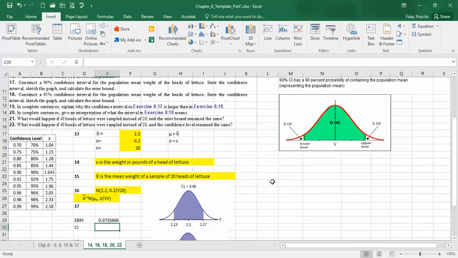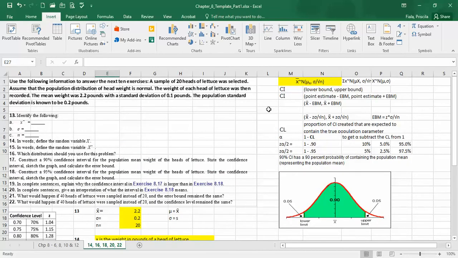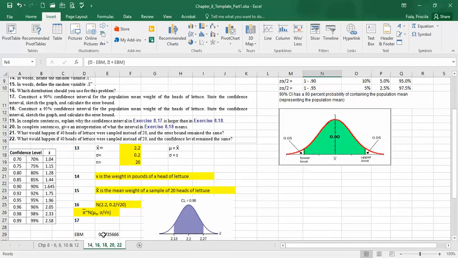Excuse me, sneezing. Okay, so we got our error bound margin, which we have gone over before over here. So you have to do it for both the lower and the higher. So right now, I just did the error bound margin. So now we're going to do the actual confidence interval.